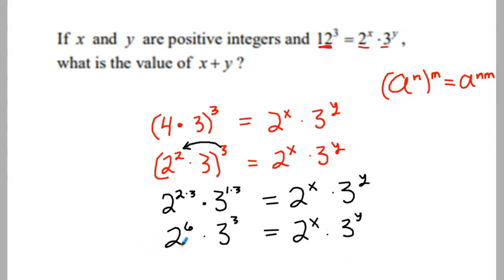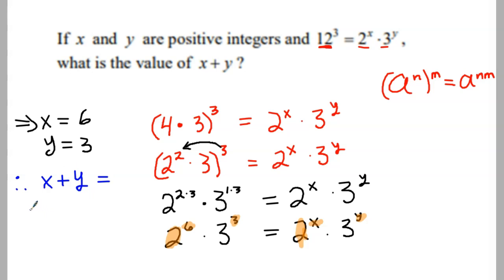Okay, so here, since the bases are the same, we can correspond the powers. We can say this is the same as this, and this one is the same as that. So it implies that x is equal to 6 and y is equal to 3. Therefore, x plus y is equal to 6 plus 3, which is equal to 9 as an answer.